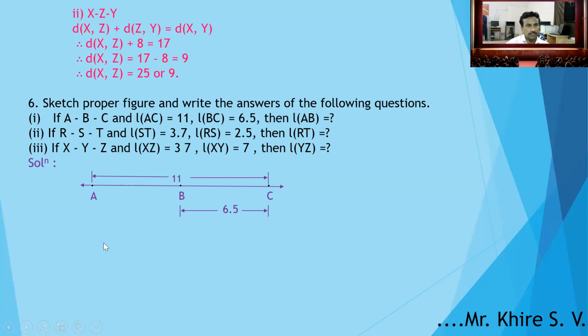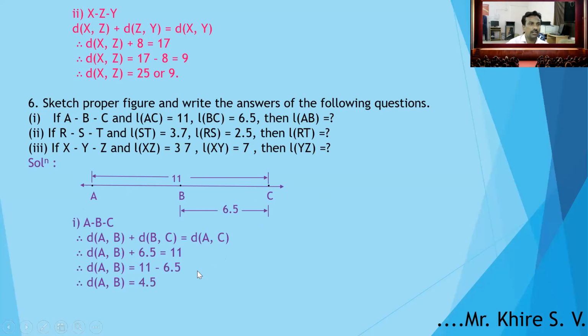Now, first example, figure for first example is ABC. B lies in between point A and point C. Length AC is 11 and length BC is 6.5. Means distance AB plus distance BC is equal to distance AC. Distance AB plus 6.5 is equal to 11. Put the values. Distance AB is equal to 11 minus 6.5. Then we will get distance AB as 4.5 after subtraction.